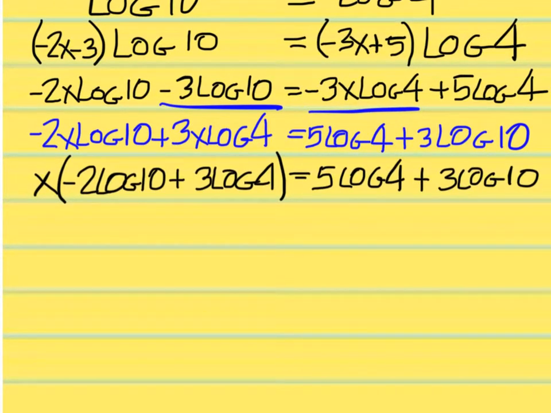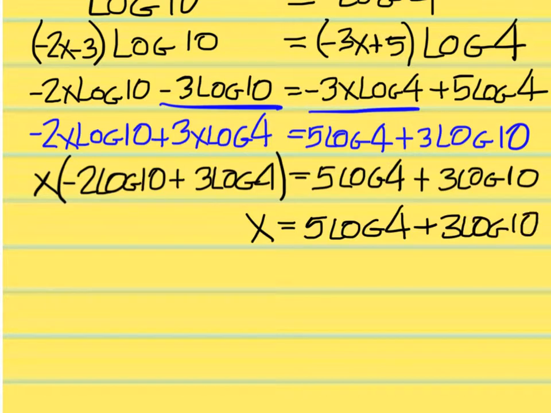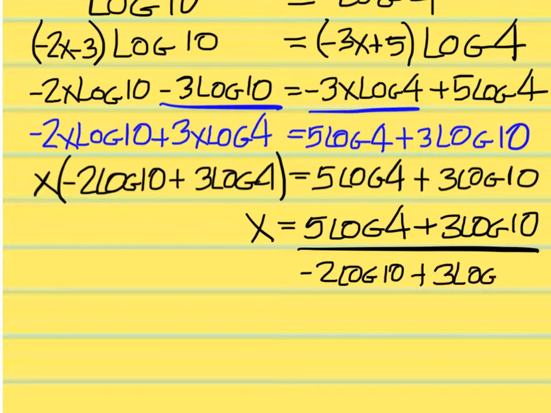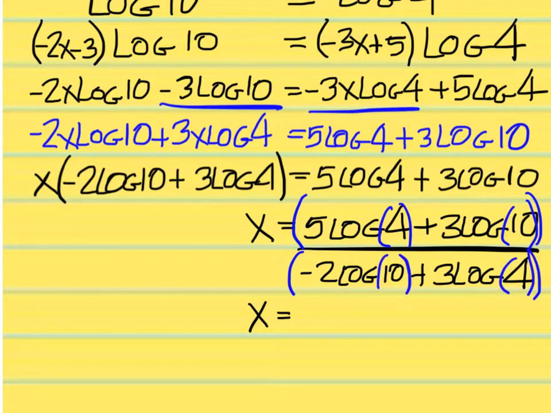And to solve for x, you would have to divide the right-hand side, 5 log 4 plus 3 log 10, by what is attached to the x, which is negative 2 log 10 plus 3 log 4. Take great care in your calculator to type this in properly. Put parentheses here, here, and on the bottom around all of it, and then there and there.